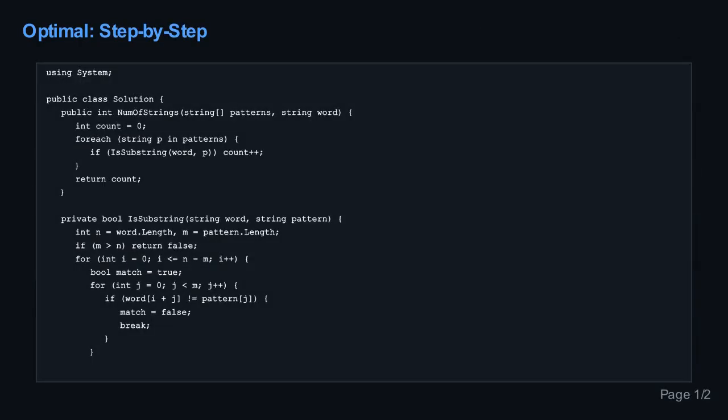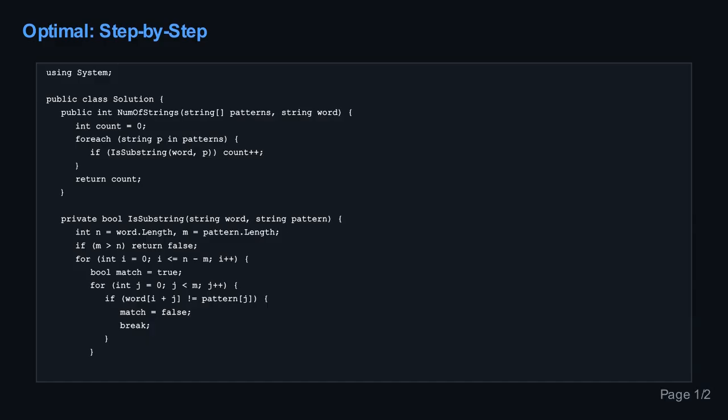Let's trace this with the word being ABC and patterns A, ABC, BC, D. First, we initialize an empty hash set. We start generating substrings. From index 0: A, AB, ABC. We add these to the set. Next, from index 1: B, BC, add these. Finally, from index 2: C, add this. Our hash set now contains A, AB, ABC, B, BC, C.